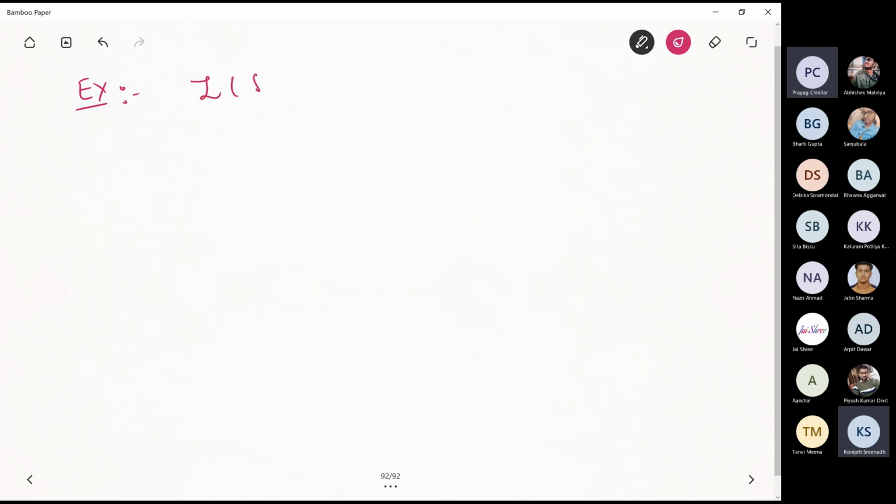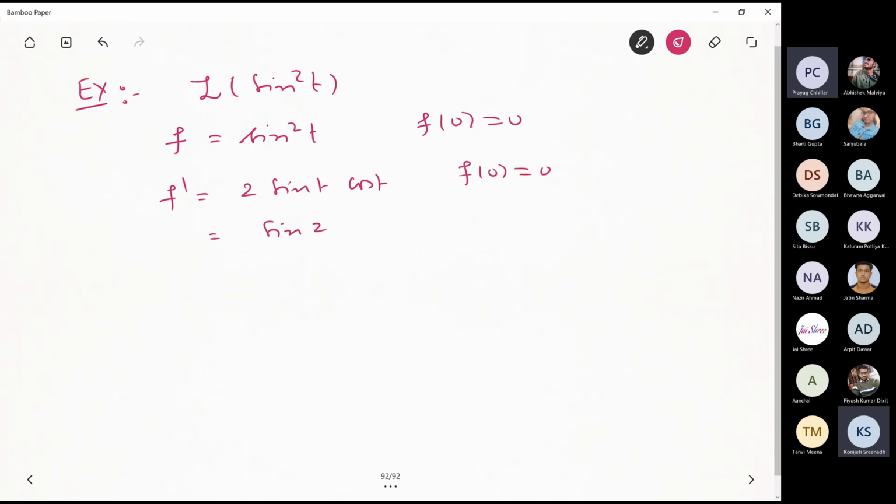So the Laplace transform of sine square t. Of course, we can write for these functions the integral directly and then evaluate using integration by parts. But we can use this formula also. Okay. So f is going to be sine square t. Then f at 0 is 0. And find what is f prime. It is going to be 2 sine t into cos t. Again, f prime at 0 is 0. And this is nothing but sine 2t. So f double prime is going to be 2 cos 2t.